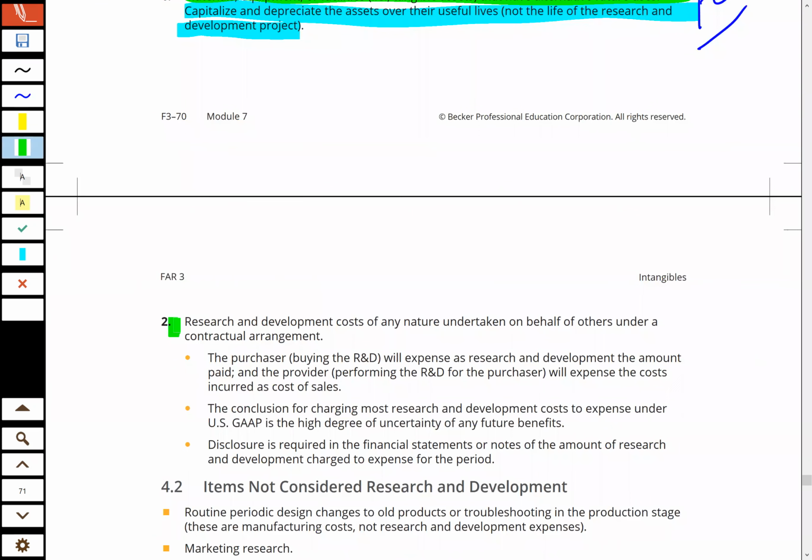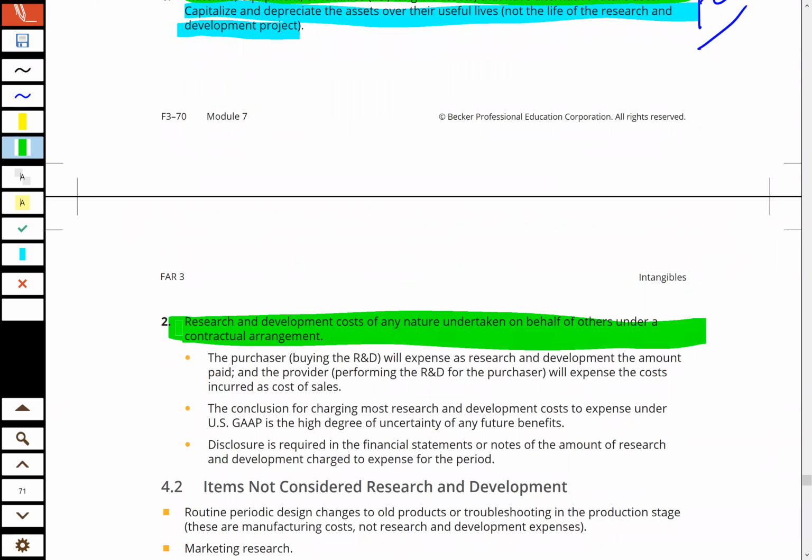Research and development that's taken on behalf of others, okay? Now, if I'm doing research and development under contract for you, then I am in effect creating something that has future economic benefit, because under the contract, you're gonna come along and buy it from me, right? So I'm creating an inventory for which I know there's value because you're under contract to buy it from me for a certain price. So if that's the case, I can capitalize it.